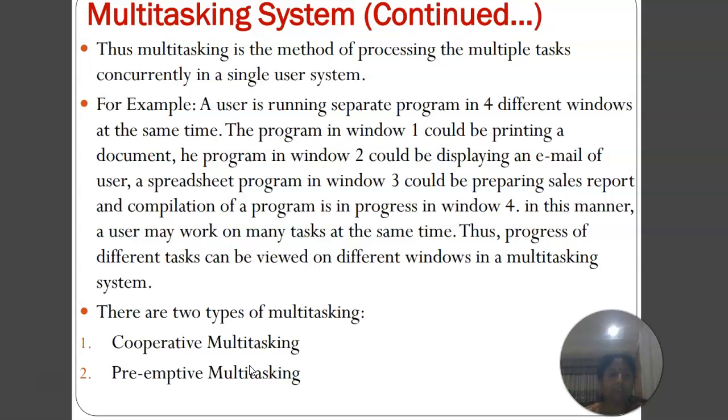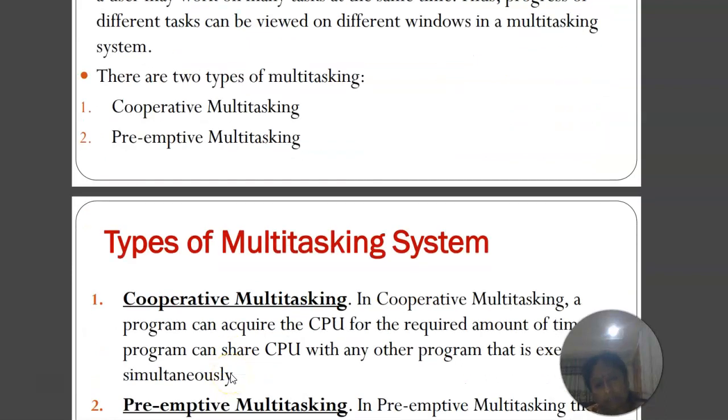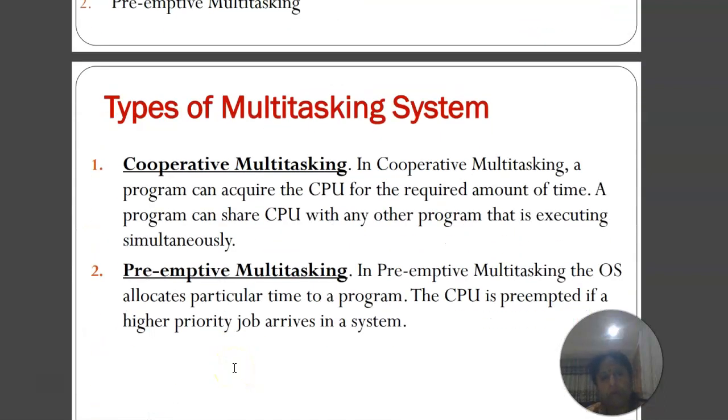There are two types of multitasking: cooperative multitasking and preemptive multitasking. Types of multitasking system. Cooperative multitasking is where a program can acquire the CPU for the required amount of time. A program can share the CPU with any other program that is executing simultaneously. Preemptive multitasking is where the operating system allocates a particular time to a program. The CPU is preempted if a higher priority job arrives in the system.